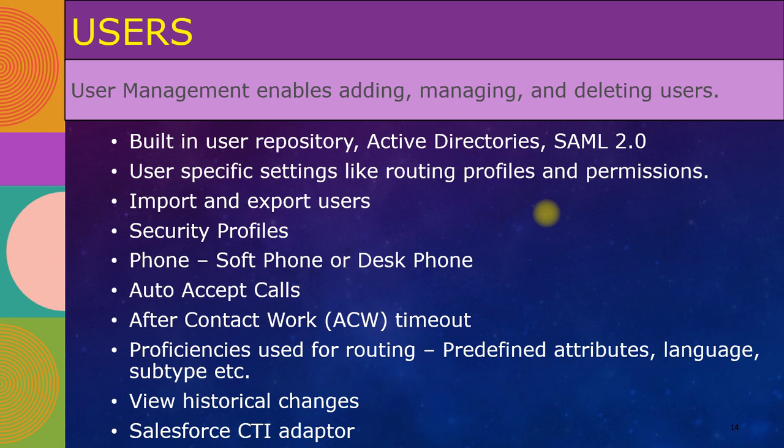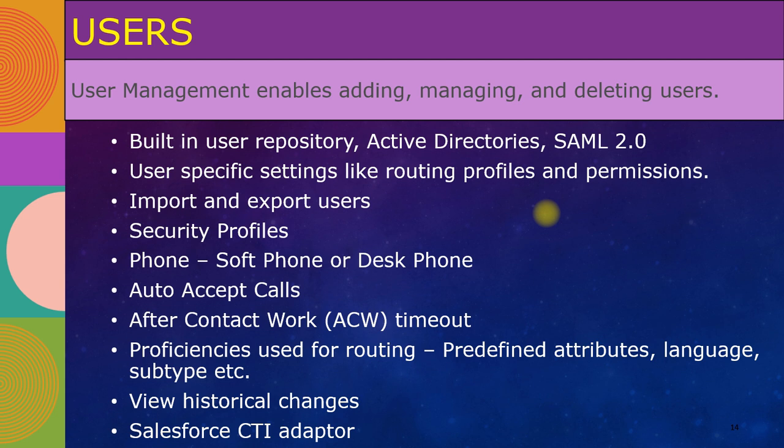With users, user management enables the adding, managing, and deleting of users. We talked about how we could use a repository out of the box, which comes with Amazon Connect. Very quickly, we could do a lot of different things to demo, etc. Typically, companies do use Active Directory. You could use a managed service, use your on-premise Active Directory, and SAML 2.0 is used for single sign-on, etc.